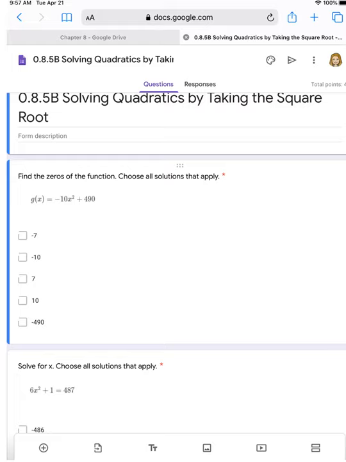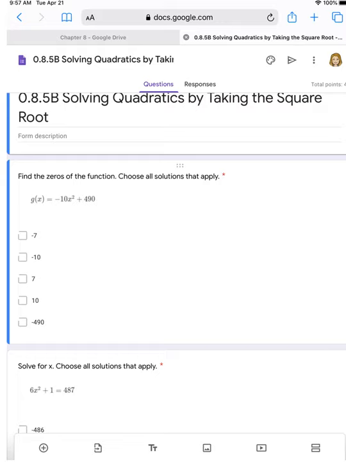Alright guys, so we're going to go over 8.5b today, solving quadratics by taking the square root. This is actually a review of what we did at the end of chapter 6 in functions, where we learned that we can undo squaring with the square root. So that's what we're going to be working on doing here. So it's kind of a review. So let's take a look at the first one.